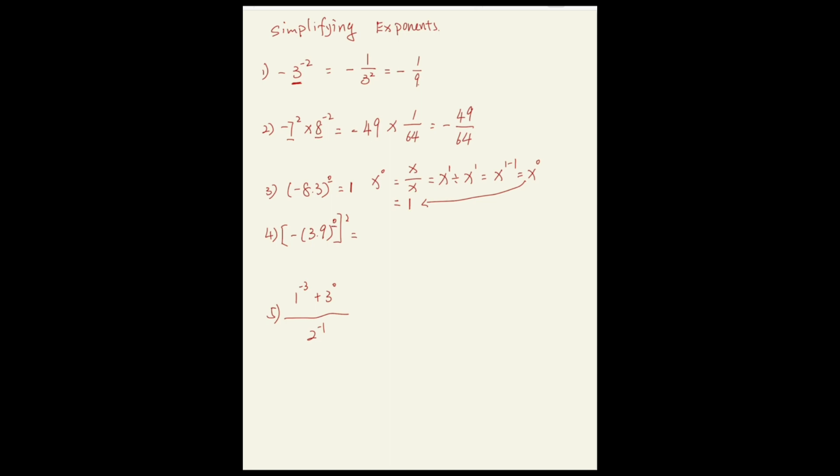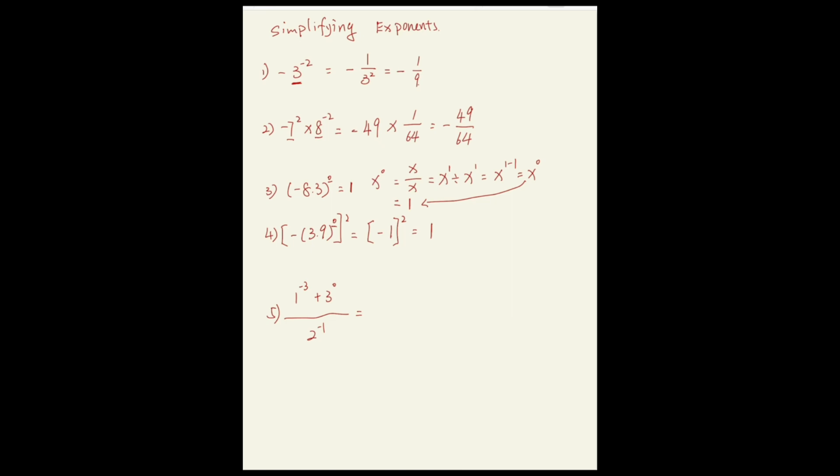Okay, so obviously for number 3 the value is 1. For number 4, we know the exponent is 0, so the value is 1, and then we can rewrite it as negative 1 raised to the power of 2, and then the result is 1.